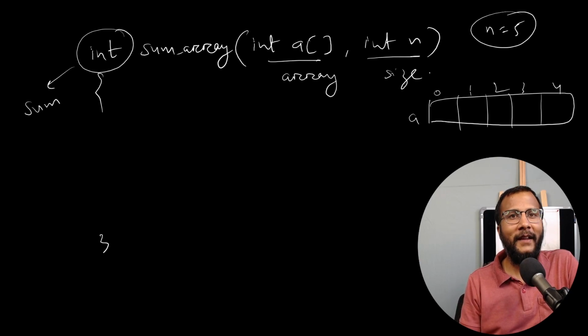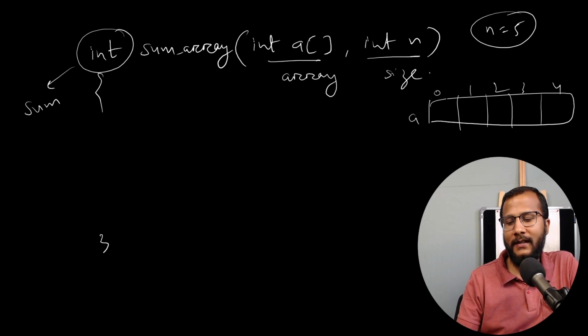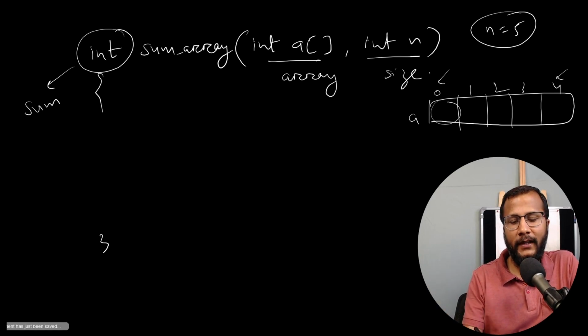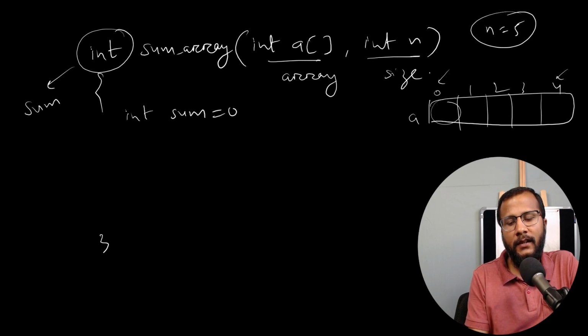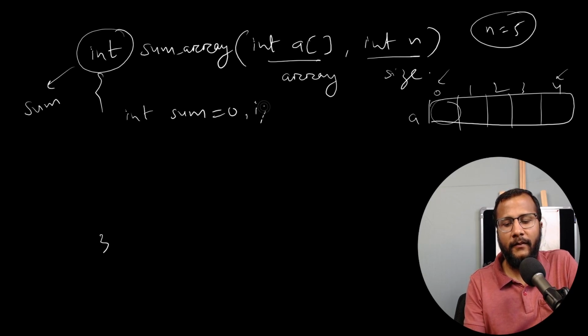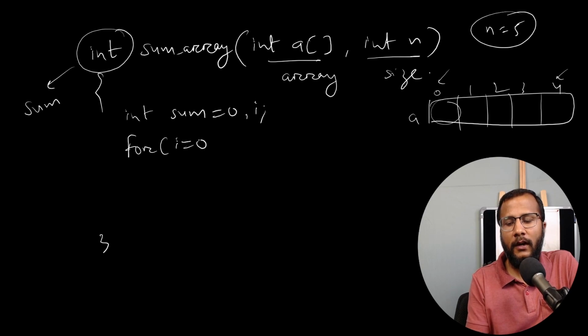So if I have to sum the elements, I have to run a loop starting from index 0 up to index 4, catch hold of the value, add it to the sum and get the sum. First of all, I'll have this variable sum, which is initially 0. I need one more variable i for running the loop. So how do I run the loop? For i equals 0, because the first index is 0, and i less than n, up to 4 it will go, and then i++.